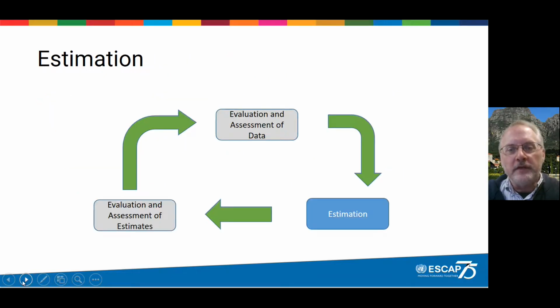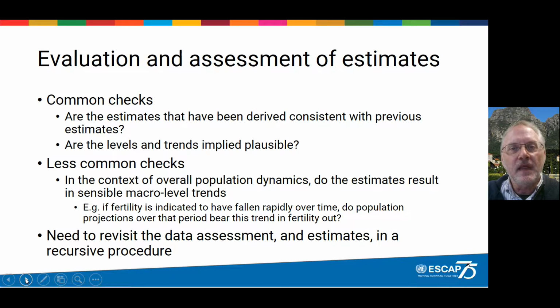We then would move on to the second part of the evaluation and assessment cycle, which is the drawing of estimates. Here, if we draw those estimates, we'd ask, are those estimates that have been derived consistent with previous estimates? Are the levels and trends implied by those estimates plausible? Less commonly, we might want to ask ourselves, in the context of overall population dynamics, do those estimates result in sensible macro level trends?